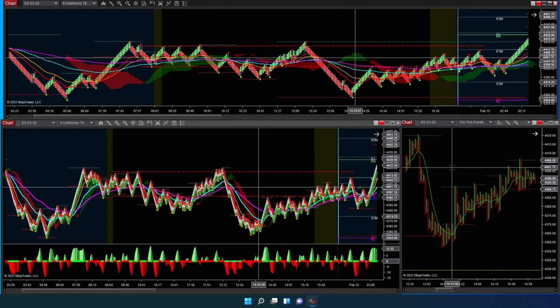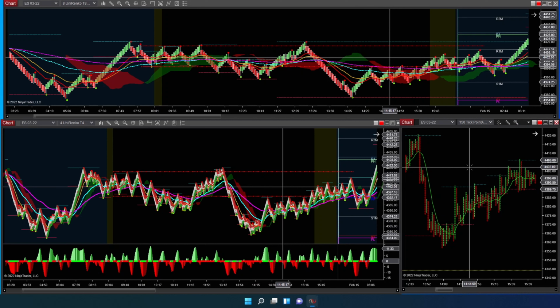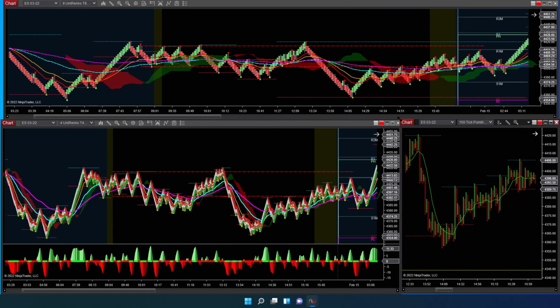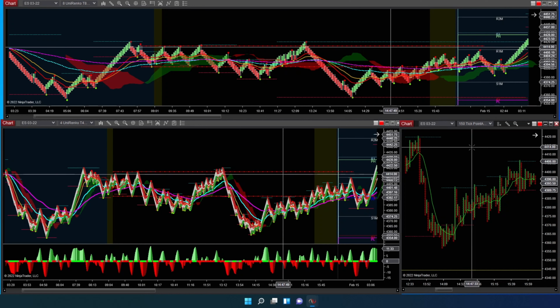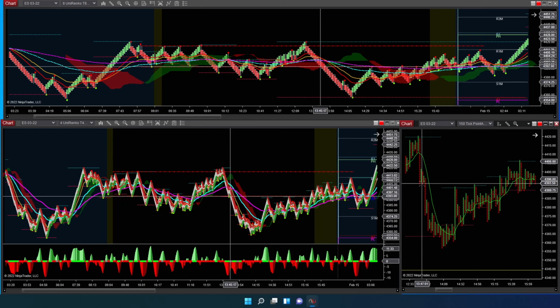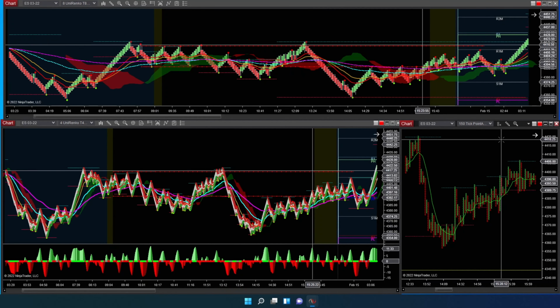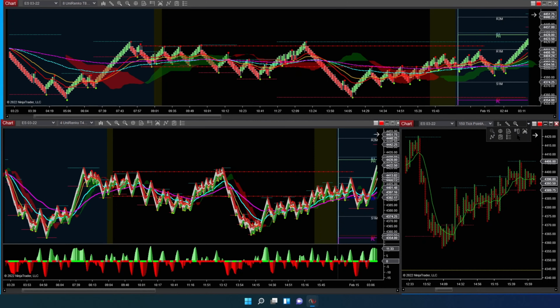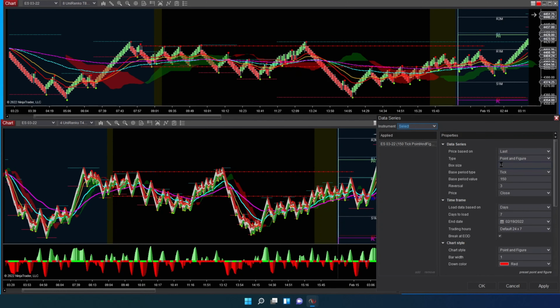And then in the bottom right corner, I do have a point and figure chart, which gives direction, but also gives the entry. The one that I'm using here is the 5 and 3. So 5 ticks in the box, and then 3 as a reversal. And it's a tick point and figure. Those are the settings.